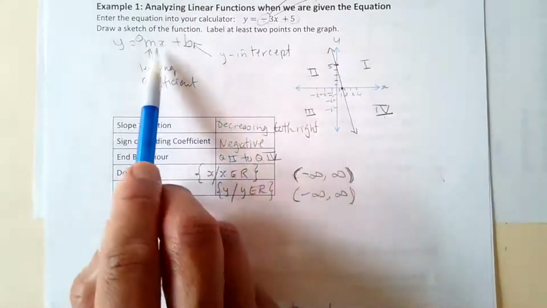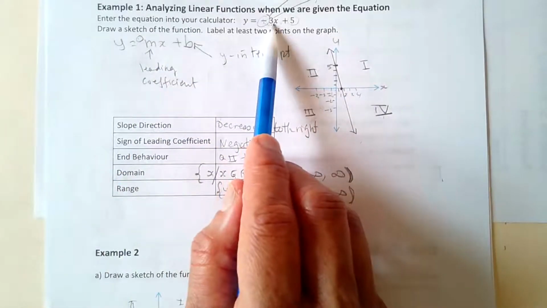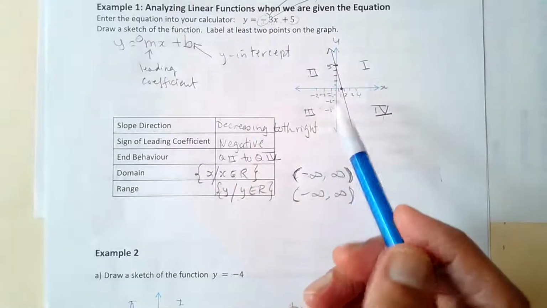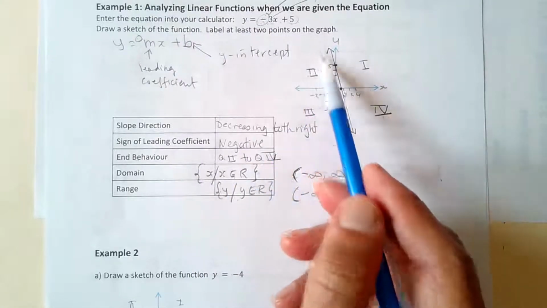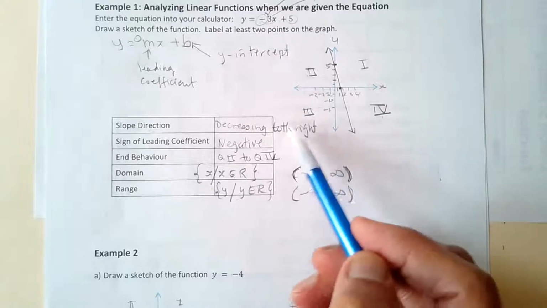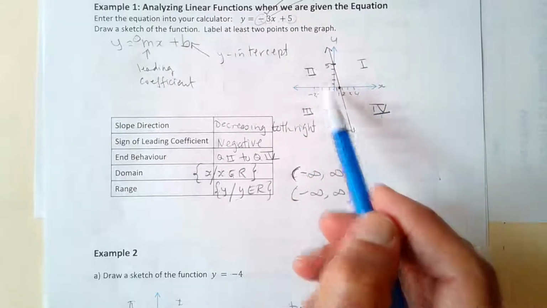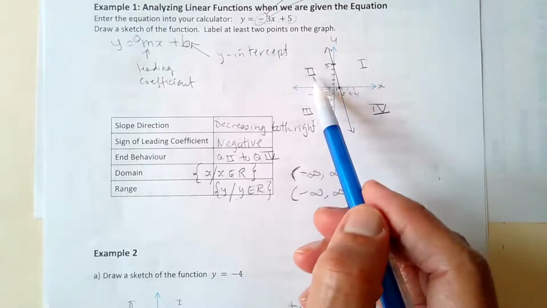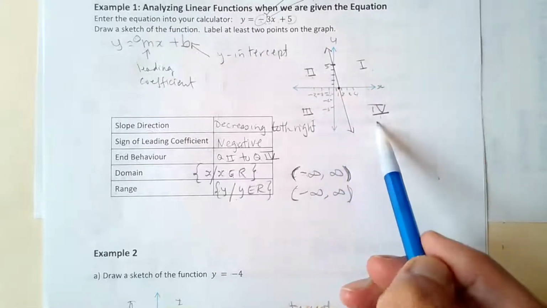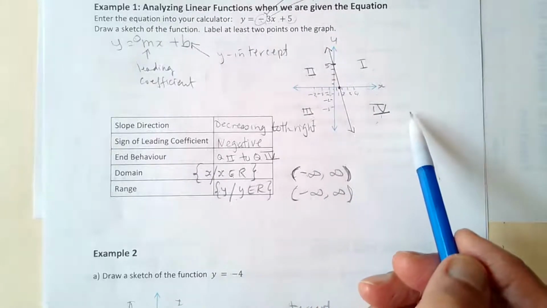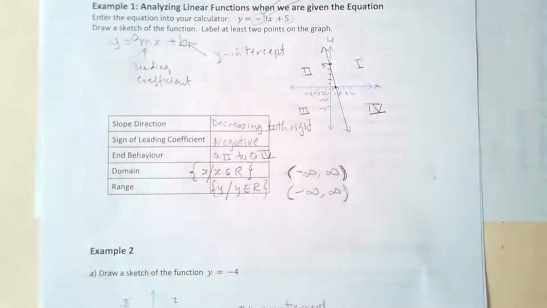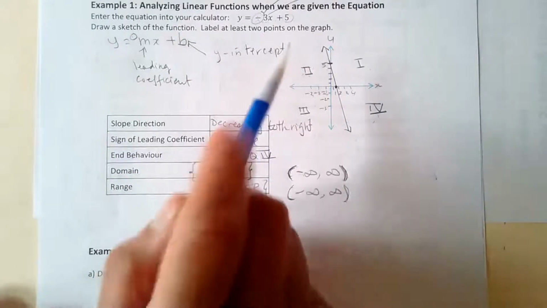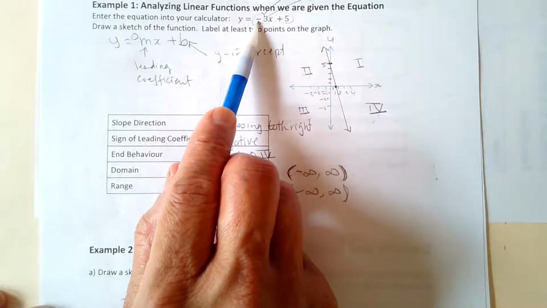So let's review. Your leading coefficient is the number in front of the x, or the slope. The sign in front of it will give you the direction. If it's negative, it is decreasing. If it's positive, it is increasing. And if it's positive, it is going from quadrant 3 to quadrant 1. And if it's decreasing, from quadrant 2 to quadrant 4. So just review those. Generally speaking, you can tell from the sign what quadrants it is on.